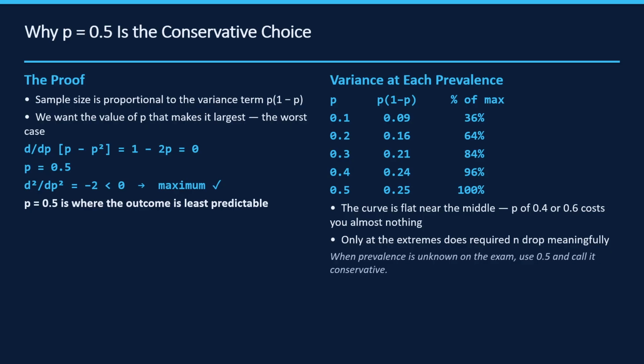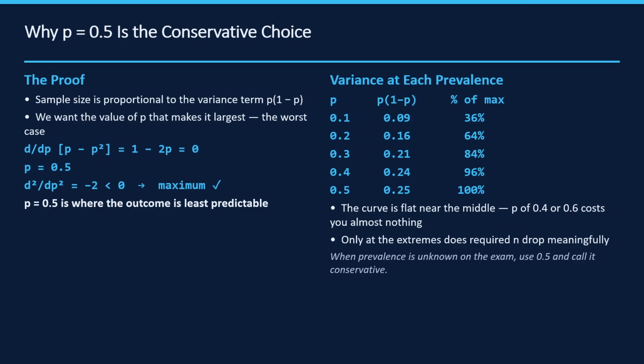Done. Look at the table to see how flat this is. At p equals 0.5, the variance is 0.25. At 0.4 or 0.6, it's 0.24, 96% of maximum. Even at 0.3 or 0.7, you're at 84%. It's only when you get out to 0.1 or 0.9 that the sample size really drops.